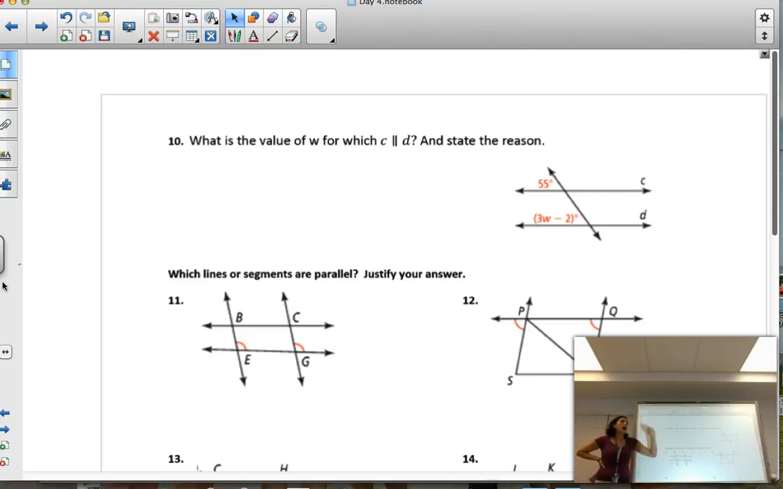These angles are what kind of angles? Corresponding. And corresponding angles are congruent. So what am I going to do to those two expressions? Equal them to each other.